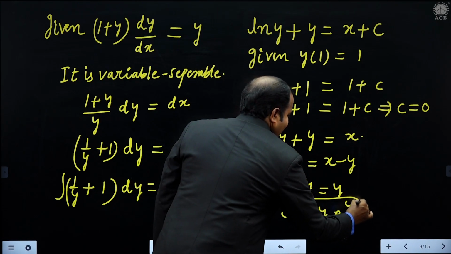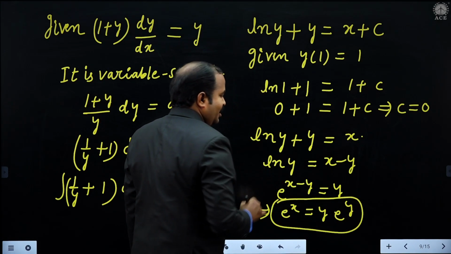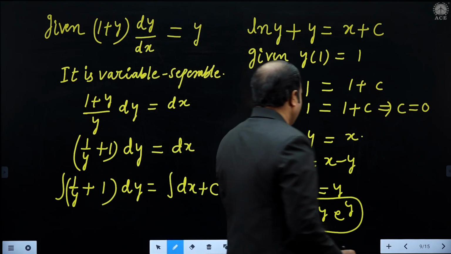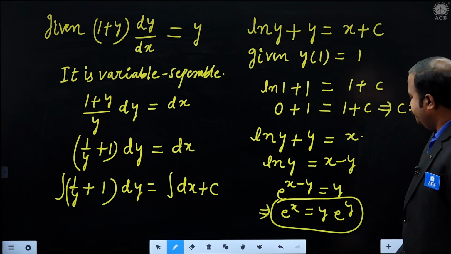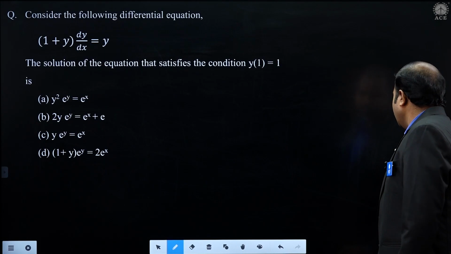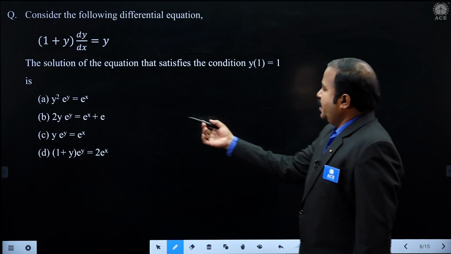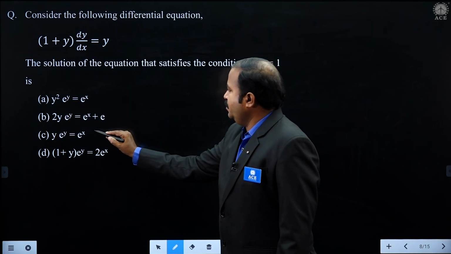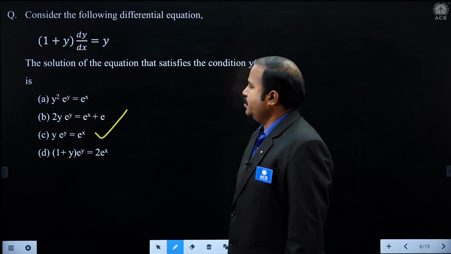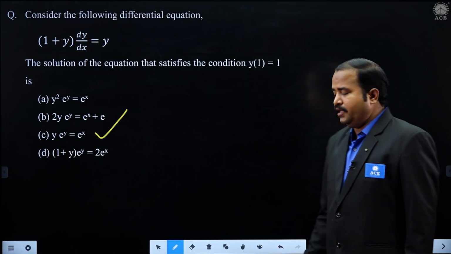So this is the final solution of the differential equation, that is y into e raised to y equal to e raised to x only. So look at once the question, right? In the given options, which is the correct one? So y into e^y equal to e power x is the correct one. That is option C is the correct one.